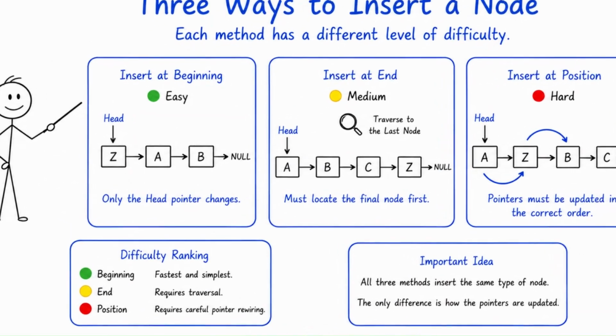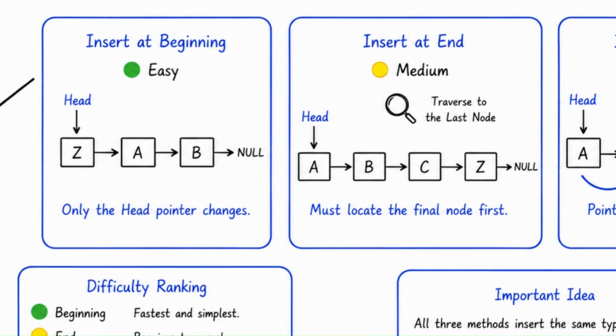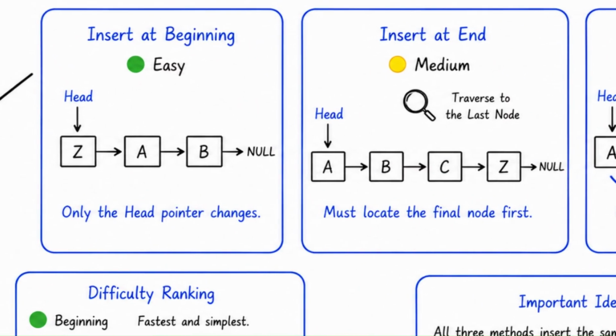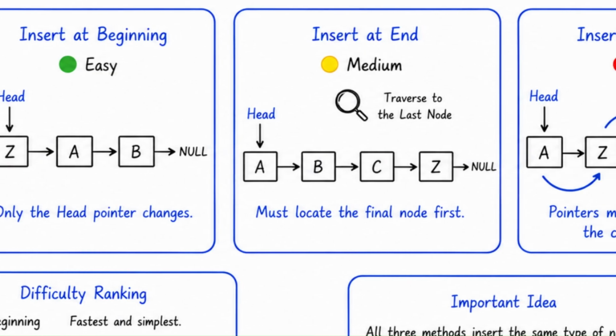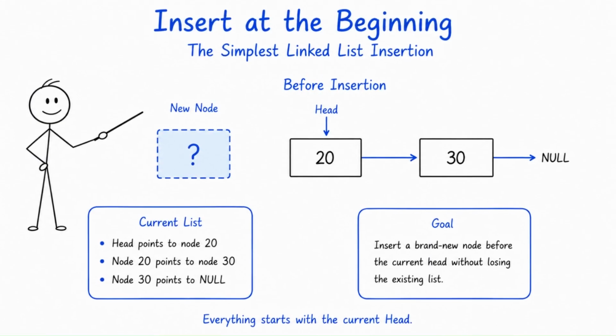Now, this insertion landscape basically breaks down into 3 distinct methods, and they rank by difficulty. Adding at the beginning, that's our easy path, because we just point the new node right to the start. Adding at the end becomes our medium difficulty, mostly because we actually have to find the end of the list first. And then inserting at a specific position is the harder path. Why? Because it requires some seriously delicate pointer management. You have to break a chain right in the middle and splice a new node in, without losing the rest of your data.